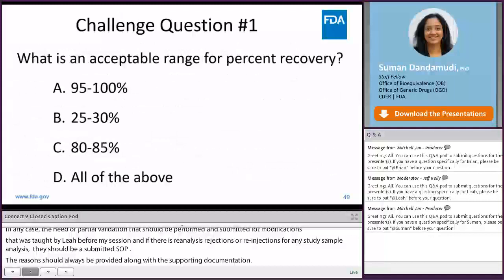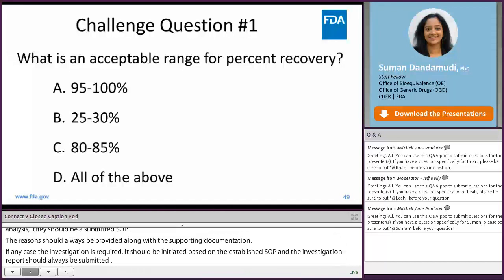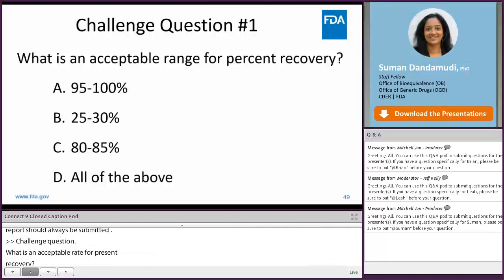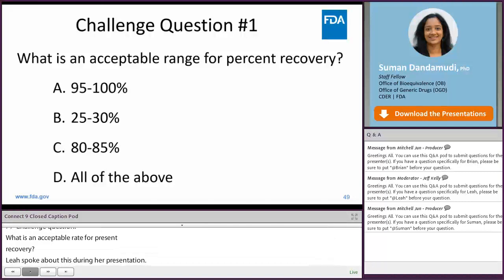So, challenge question. What is an acceptable range for percent recovery? Leah talked about percent recovery during her presentation. I'll give a minute. Is it 95 to 100%? Is it 25 to 30? Is it 80 to 85? Or all of the above? Hopefully everybody got it as D, all of the above. As Leah mentioned, there is no acceptance criteria. However, you should be consistent between all three QC samples.